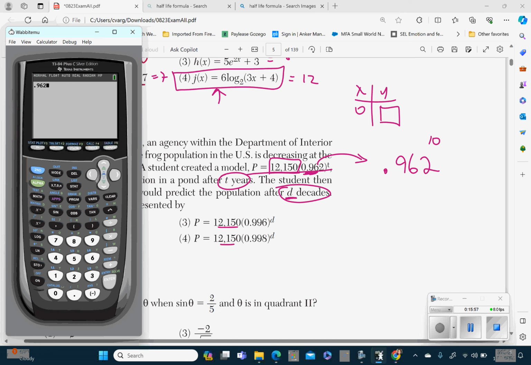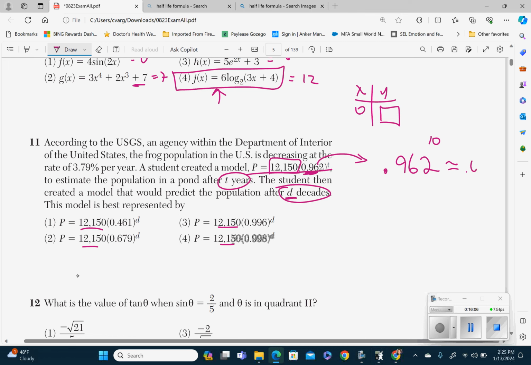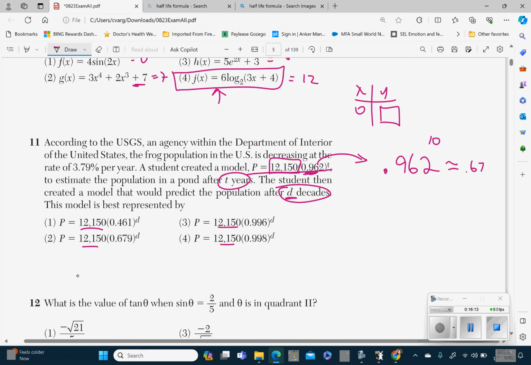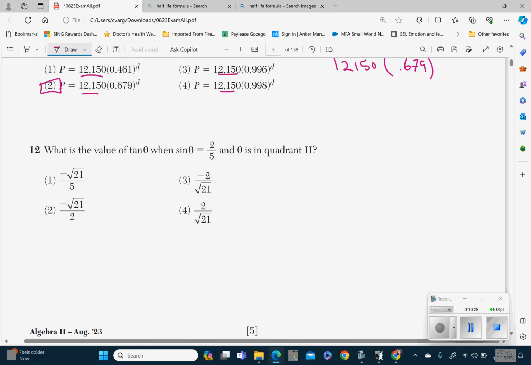0.962 and I raise it to the 10th power, this is going to give me our new number that goes in parentheses. So this is about 0.678, it might even be 679, okay, 0.679. So that's going to be our new number that goes in parentheses. So the 12,150 is going to stay the same. Now I have 0.679, and this is going to be raised to D decades, and that is what answer choice number 2 says. Okay. Question number 12.